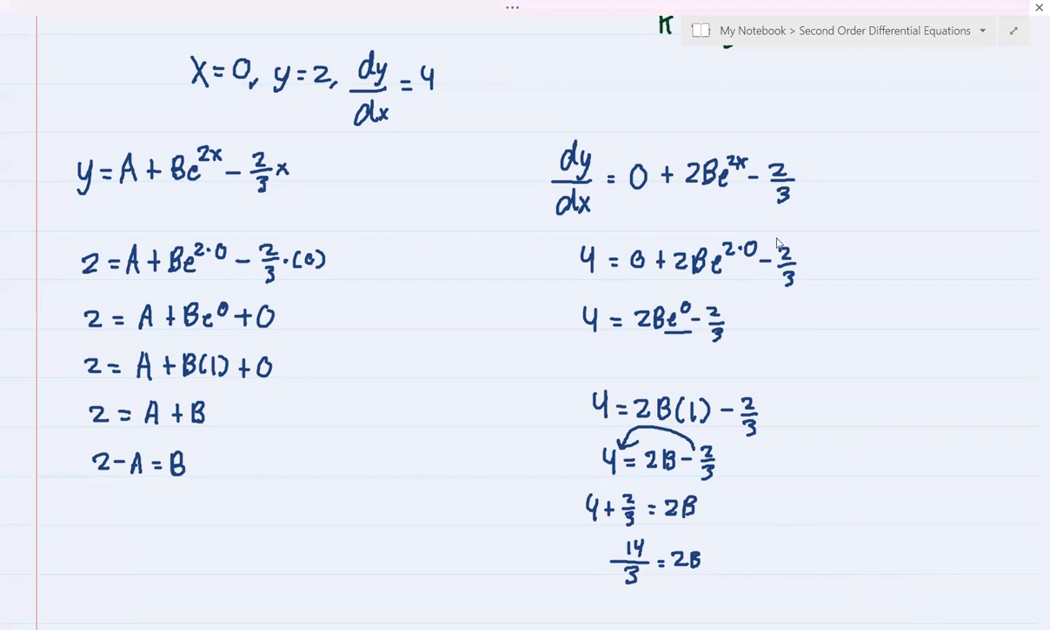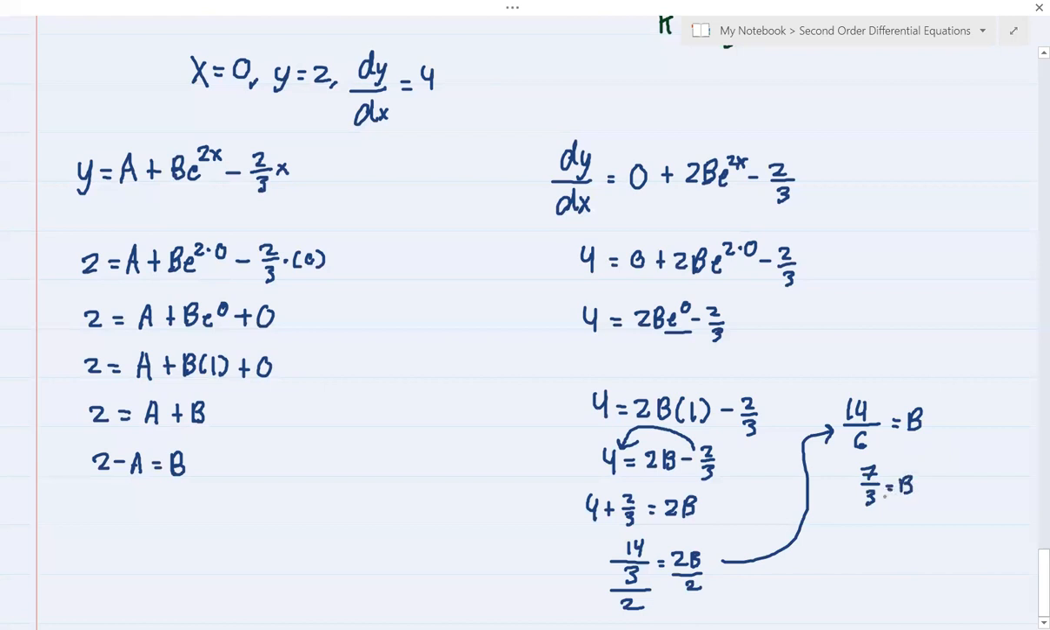So go on, let's find your b. We're going to divide both sides by 2. So we will have 14 all over 6 is equal to b. In this case, 14 over 6 simplifies to 7 all over 3. So that is your b.